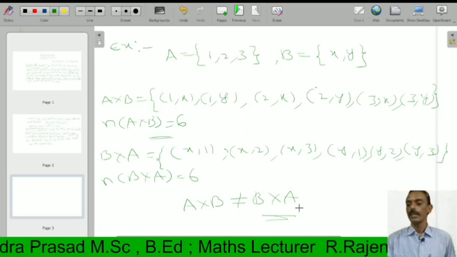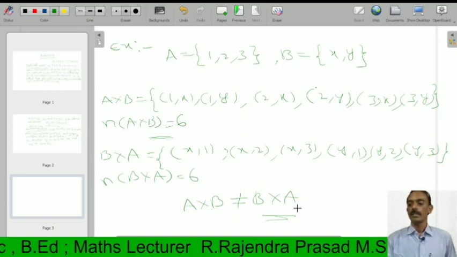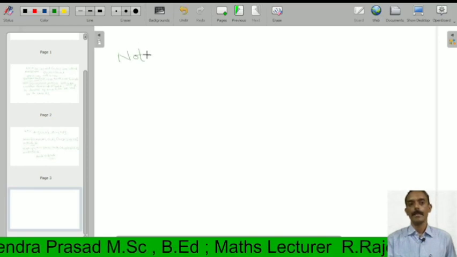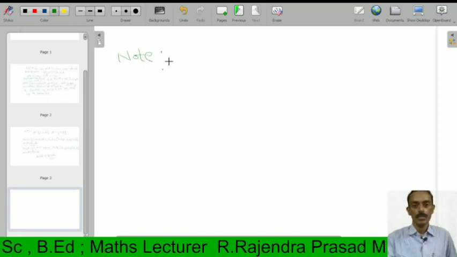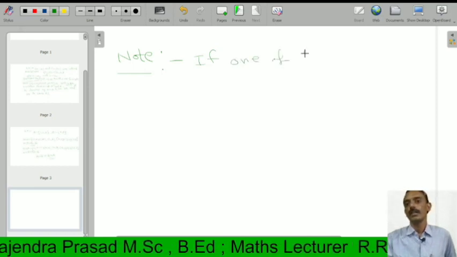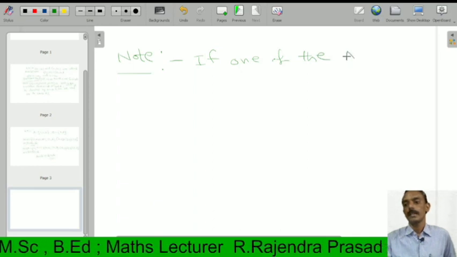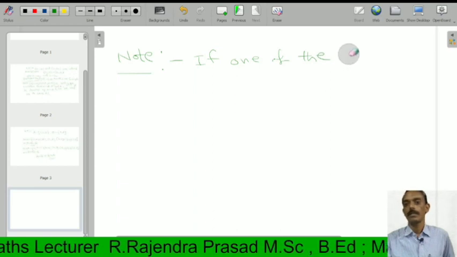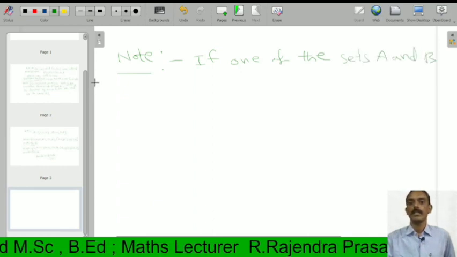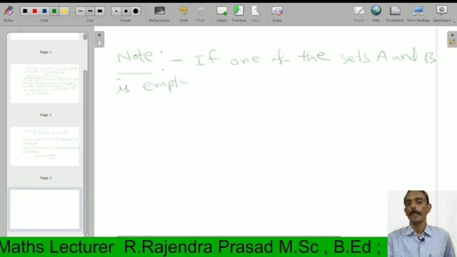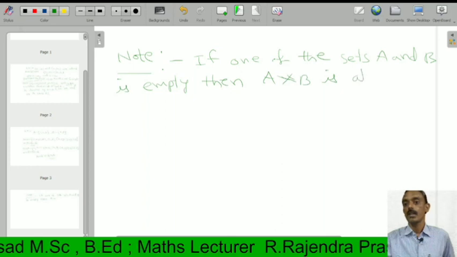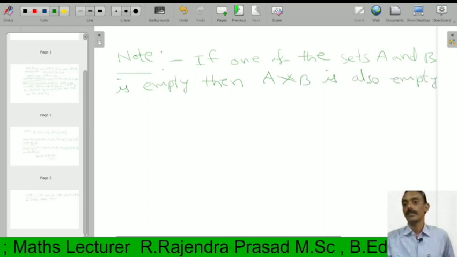If one of the sets A and B is empty, then A cross B is also empty. Next, note: if one of the sets A and B is empty, then A cross B is also empty.